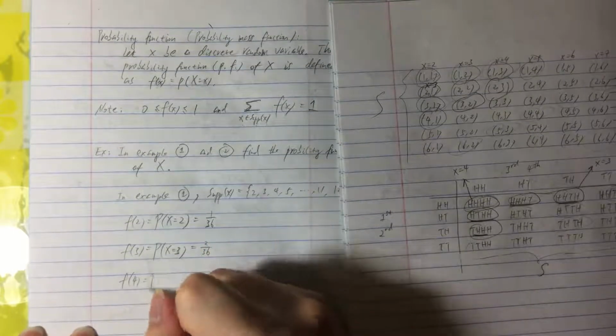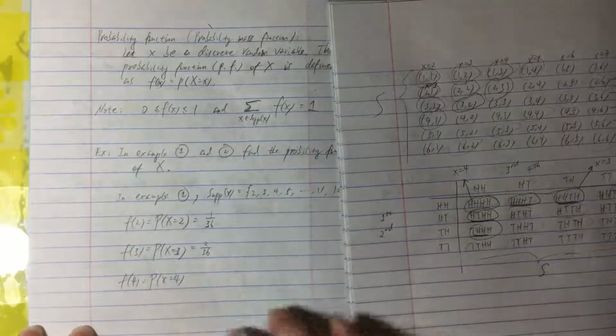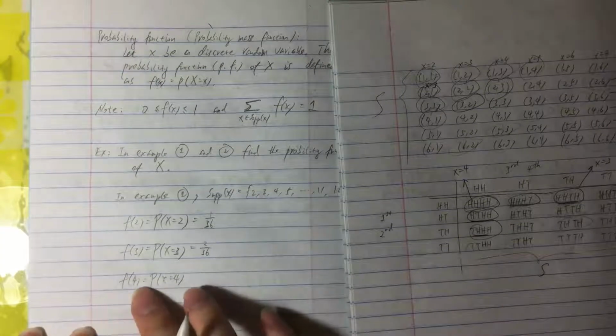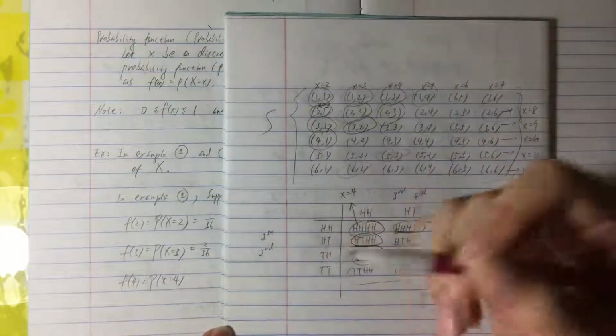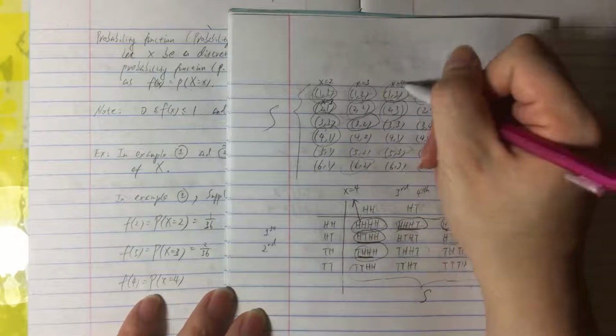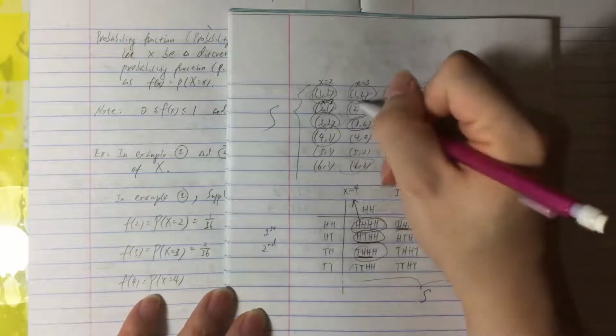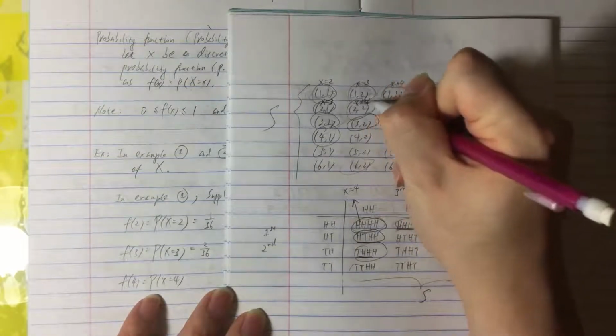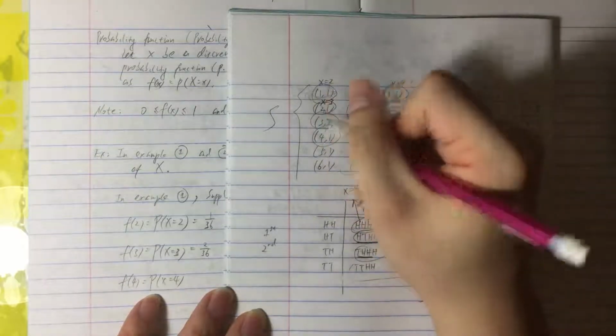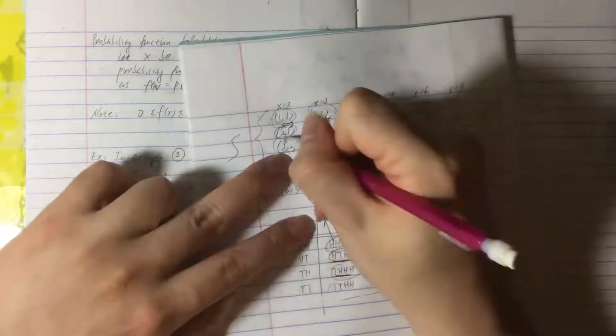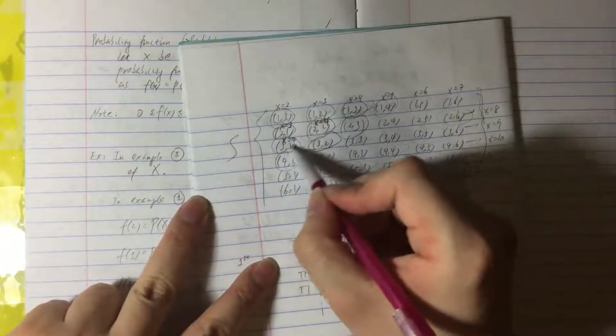What's f of 4? f of 4 is the probability that X equals 4. X represents the sum of the dice. X equal to 4: we have (1, 3), (2, 2), and (3, 1). For these three outcomes, x is 4. And that's 3 out of 36.